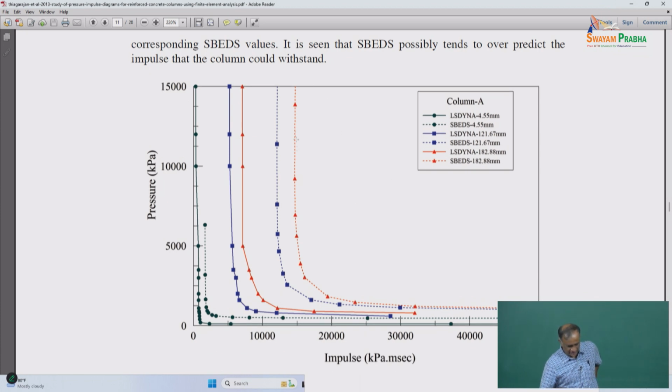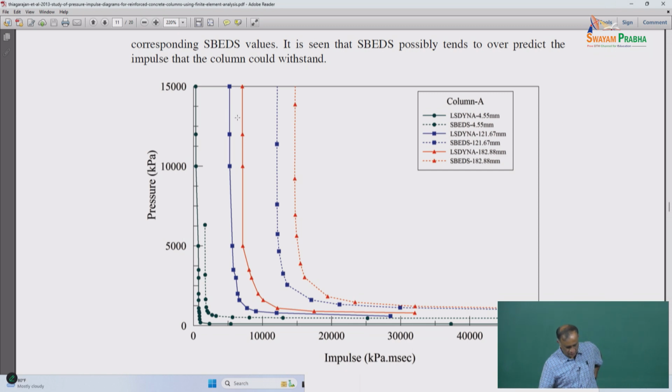You see the curves, the different deflections. So 4.55 is the green and the blue. So this is the low level, this is the high level of protection. The top 2 are high levels of protection. Then the second 2 are medium levels of protection, increasing deflection 121.67.